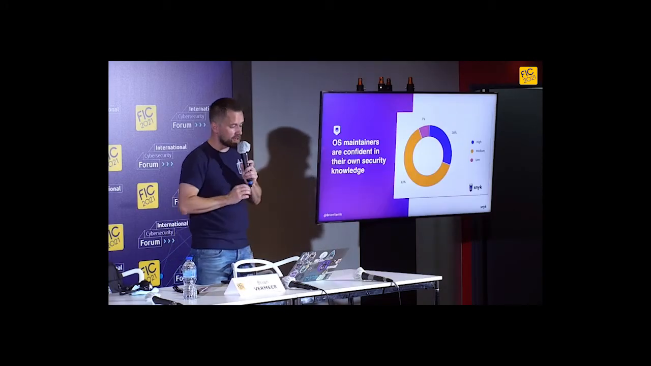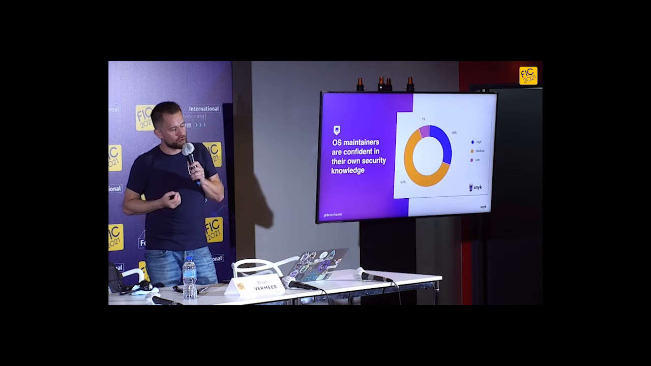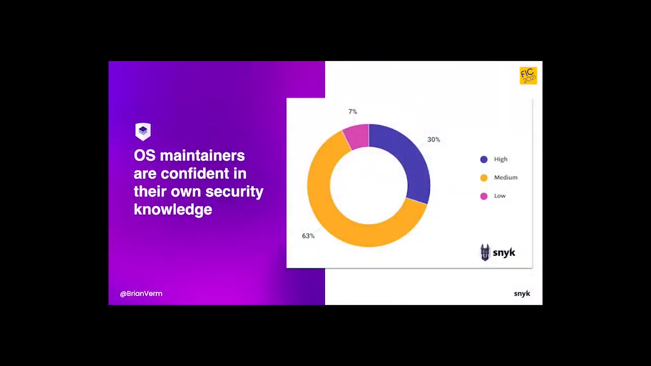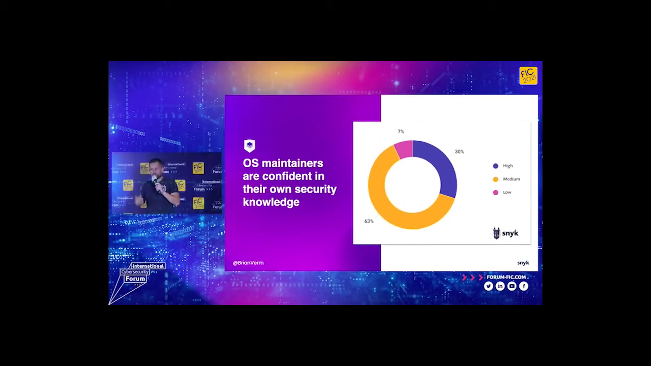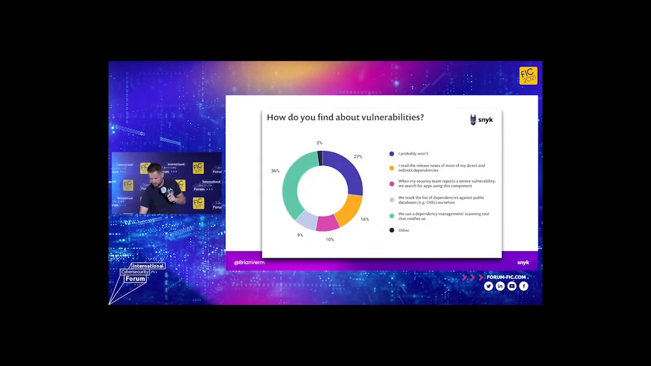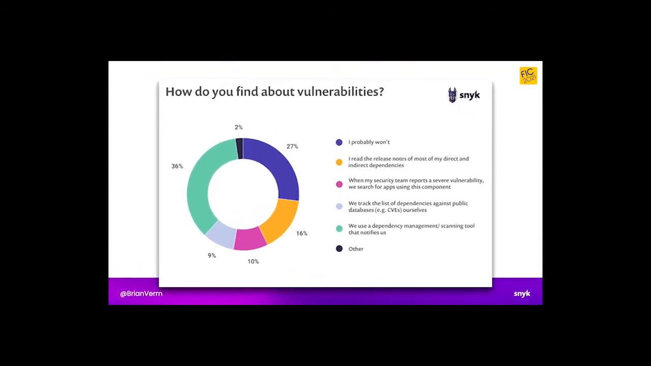We asked open source maintainers how confident they are about their own security knowledge. We did this in our annual State of Open Source Security survey and report. 63% say, well, I'm kind of okay with my security knowledge. And then again, we do code reviews for our own code, but we trust kind of blindly. That's weird. We also asked people how they find out about vulnerabilities, and 27% say they probably won't, and that scares me. So there is a large gap between the development organization, say DevOps teams, and security.